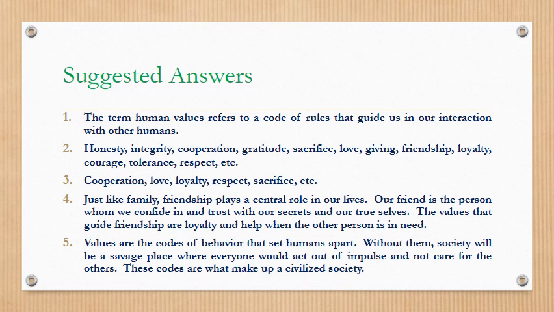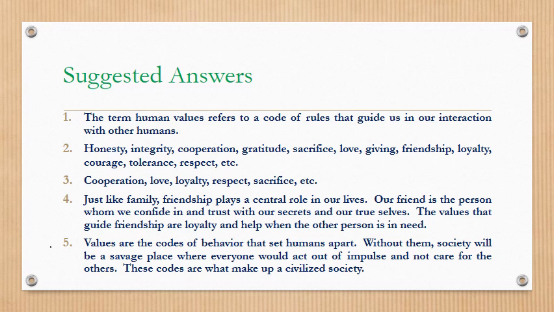Now, why are values important? Number 5, why are values important? Why should we have values of respect, of loyalty, of honesty in society? Well, values are the codes of behavior that set humans apart from animals. We cannot live without rules. It will be like a forest. It will be like hell.